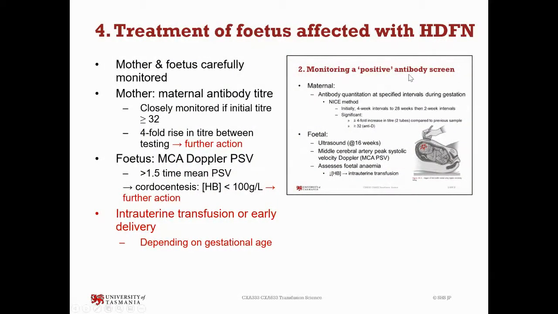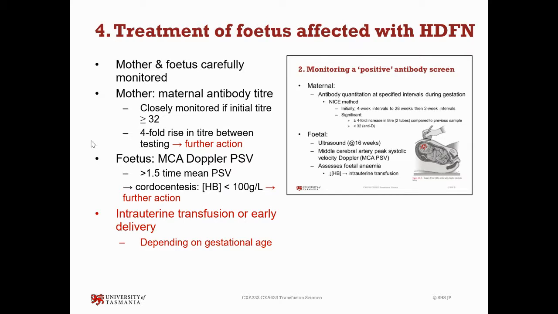So a fetus affected with hemolytic disease of the fetus and newborn, again, this is with a mother who already has an antibody, so that antibody titer is very closely watched, and the baby will either be delivered early or given an intrauterine transfusion, which is pretty amazing. What we can do to the fetus these days is just amazing.